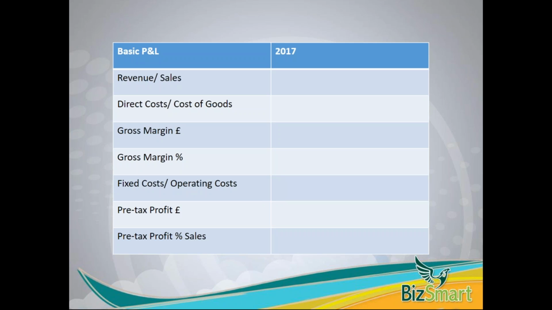several lines. You'll have your marketing expenditure in there, you'll have rent and rates and all sorts of stuff within there, and all of those added up, taken away from the gross margin, gives you your pre-tax profit, which you'll then probably do a percentage of that as a percentage of the sale. So that's the typical basic P&L.